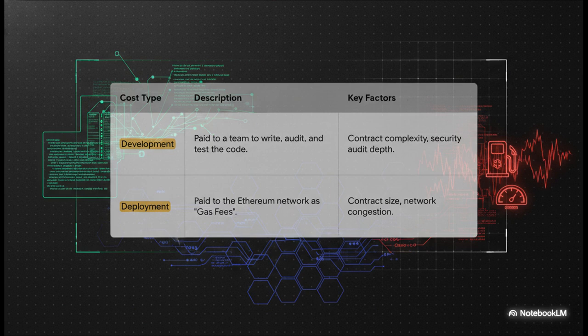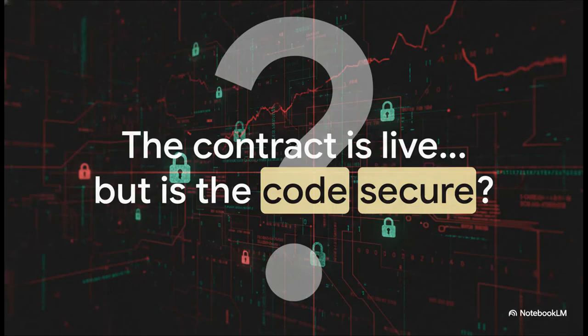Then you have the deployment cost. That's the gas fees. This is like the permit you have to buy from the city to even start building. And the price of that permit, it can change, sometimes wildly, depending on how many other people are trying to build houses at that exact same time. And this brings us to what might be the single most important question in this entire space. You can build the most elegant, the most efficient contract in the world. But if there is just one tiny security flaw, all of it can be gone in a flash.